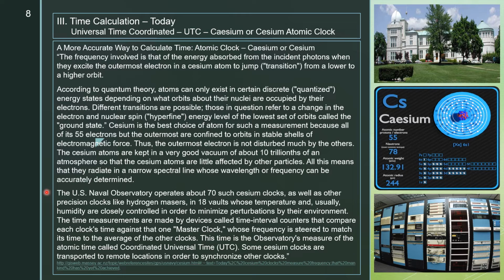The U.S. Naval Observatory operates about 70 such cesium clocks, as well as other precision clocks like hydrogen masers in 18 vaults, whose temperature and usually humidity are closely controlled in order to minimize perturbations by their environment. The time measurements are made by devices called time interval counters that compare each clock's time against one master clock whose frequency is steered to match its time to the average of the other clocks. This time is the observatory's measure of the atomic time called Coordinated Universal Time, or UTC.